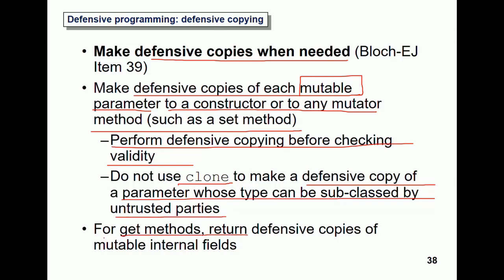untrusted parties. Also within the get methods, you need to also do defensive copying. So you need to do this twice: whenever you pass the object into your object, and also when you return the object from your class to be called somewhere else. So a get method might return the object. Again, then you need to do defensive copying as well.